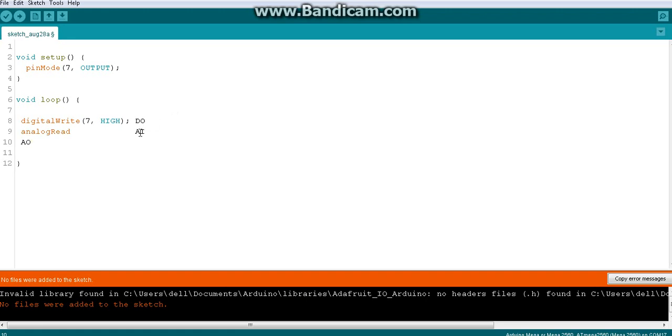Okay, so we want to take a mixture of it. So we have to say analog read or write. Write, that means output, right? So digital write means digital output, analog read means analog input. So we want the analog and the output. Okay, so that will become analog write.